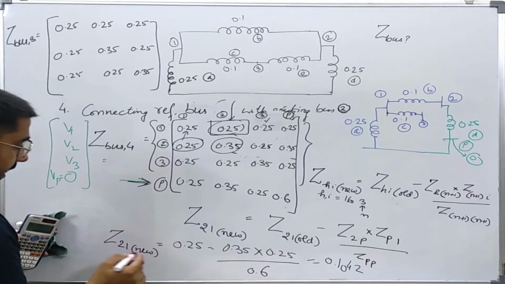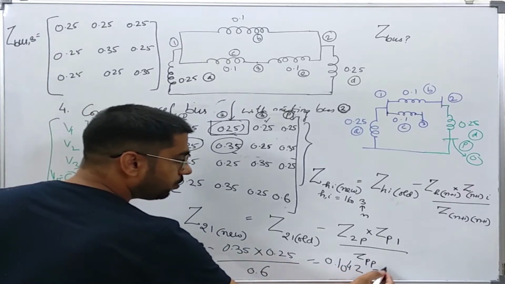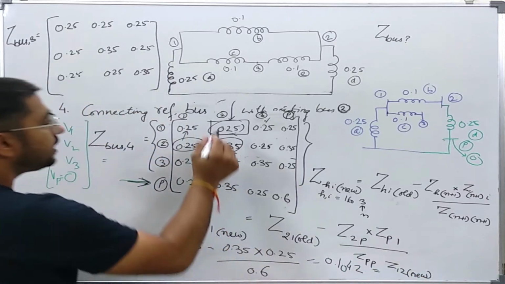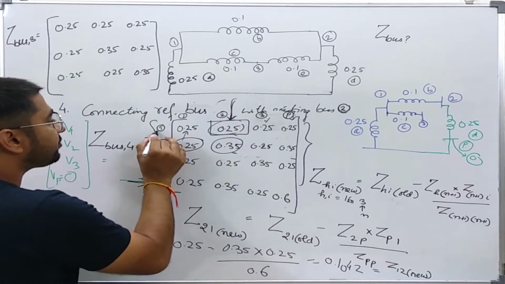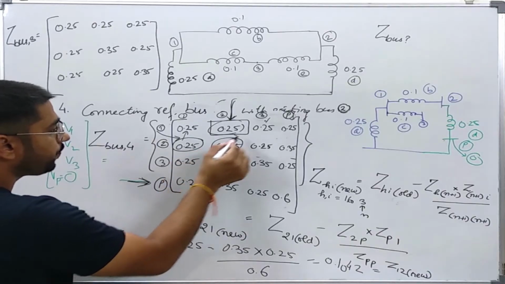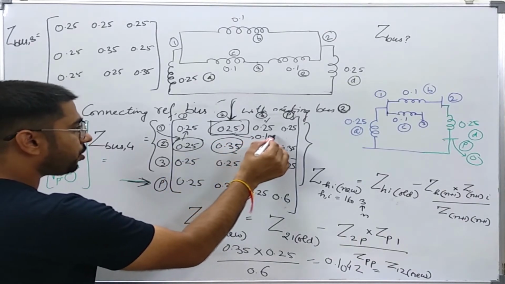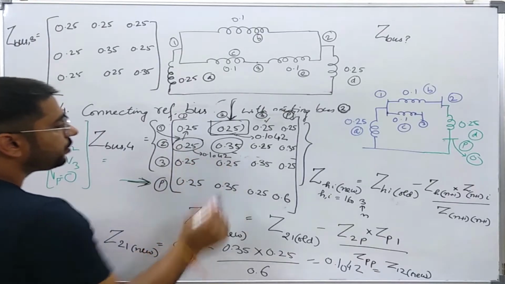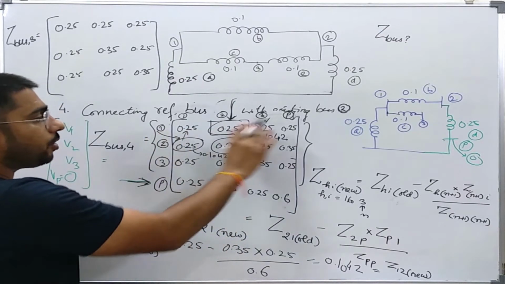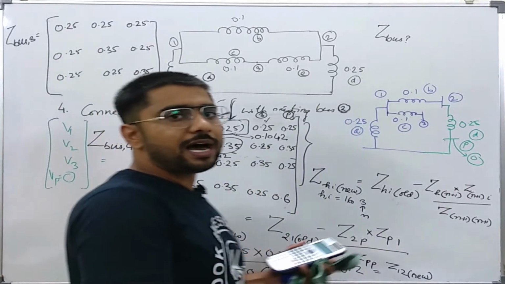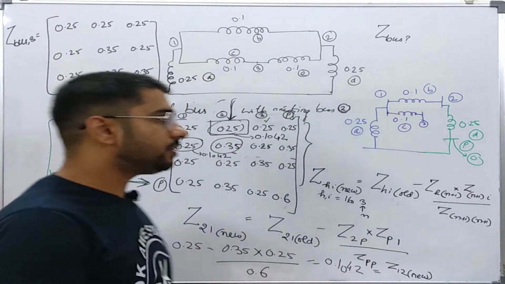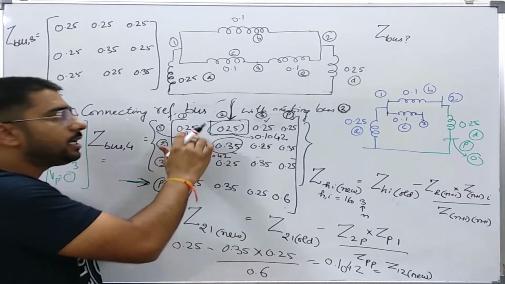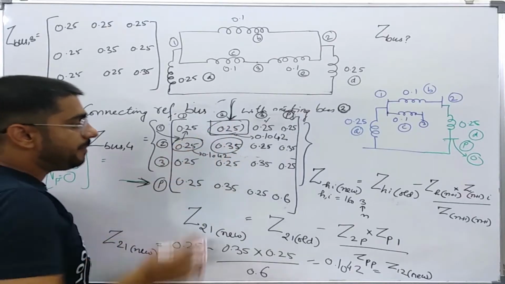Okay. So you see Z21 new is equal to Z12 new, that is this element as well as this element will change to 0.1042. So you see, to find all the elements we have to just do half the number of calculations because it is a bilateral network. So one of the elements will be equal to the corresponding other transpose element.